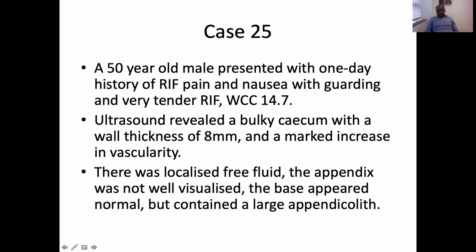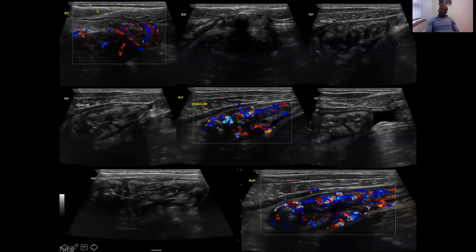This is the final case for today. A 50-year-old male presented with a 1-day history of right iliac fossa pain and nausea with guarding and very tender right iliac fossa. WCC was 14.7, and the patient was sent to ultrasound, query appendicitis. So ultrasound reviewed this. This is neither appendicitis nor colitis nor IBD.